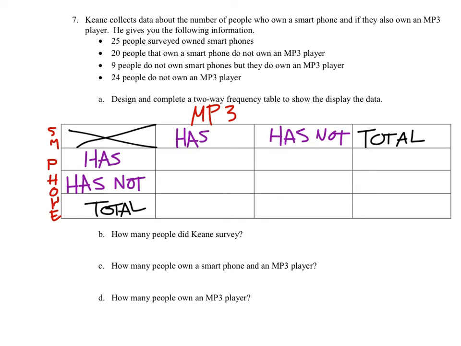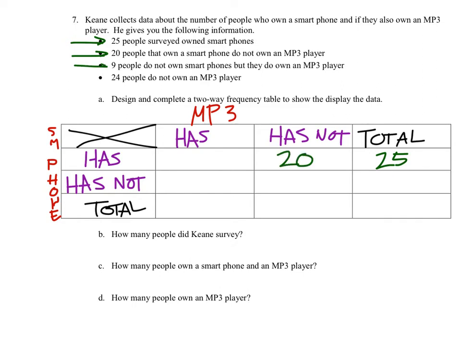So now that we've got the columns and the rows labeled, we should be able to fill in all the blanks and count. For example, 25 people surveyed owned smartphones. So that's has a smartphone, total 25 of them. Then we got 20 people that own a smartphone, do not own an MP3. So it has a smartphone, but it has not an MP3. And that was 20 right here.